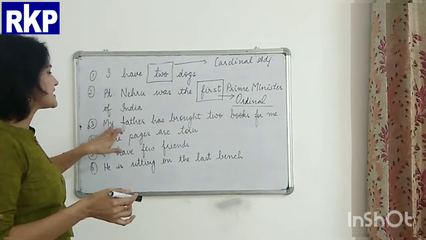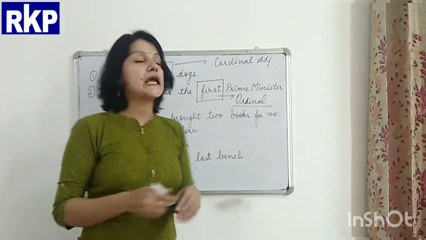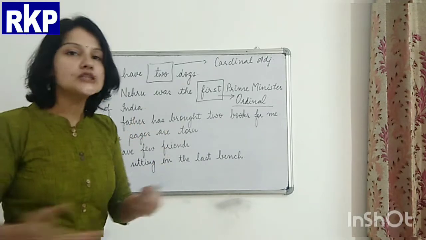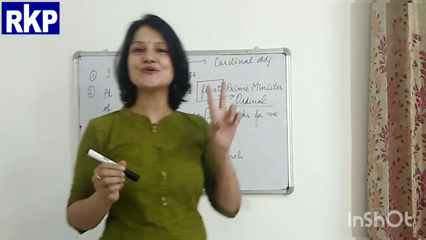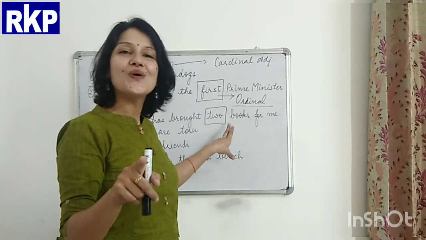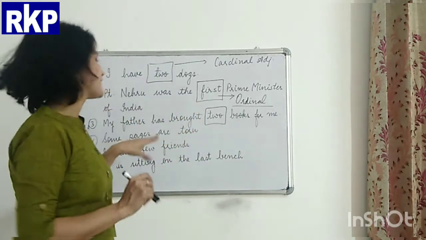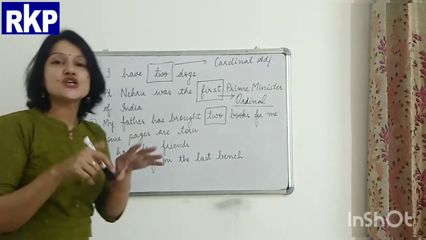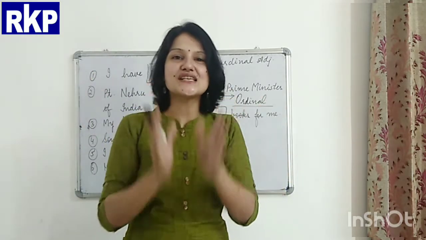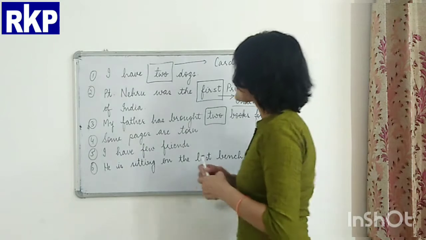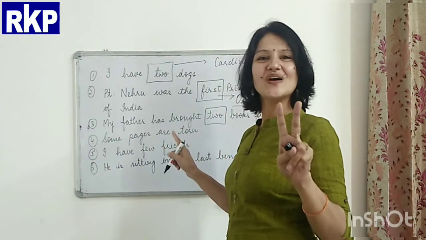Now next one is, my father has brought 2 books for me. Now how many books? 2 books. Now we get to know about the number of the books here, 2. Some pages are torn. Some pages are torn.